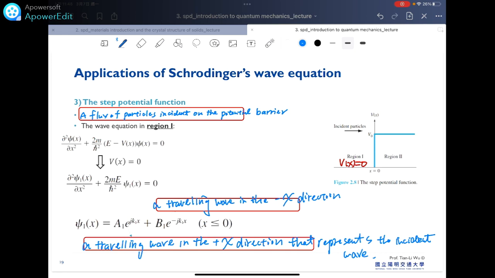I think the conclusion here is very straightforward. It's very similar to the case of free space. Once you have the incident electrons here, they can travel in either the positive or the negative direction. Both are possible. The equation looks scary, but the conclusion is very simple: the particle in region one can travel just like in free space, with a traveling wave in the positive x direction and also a traveling wave in the negative x direction.